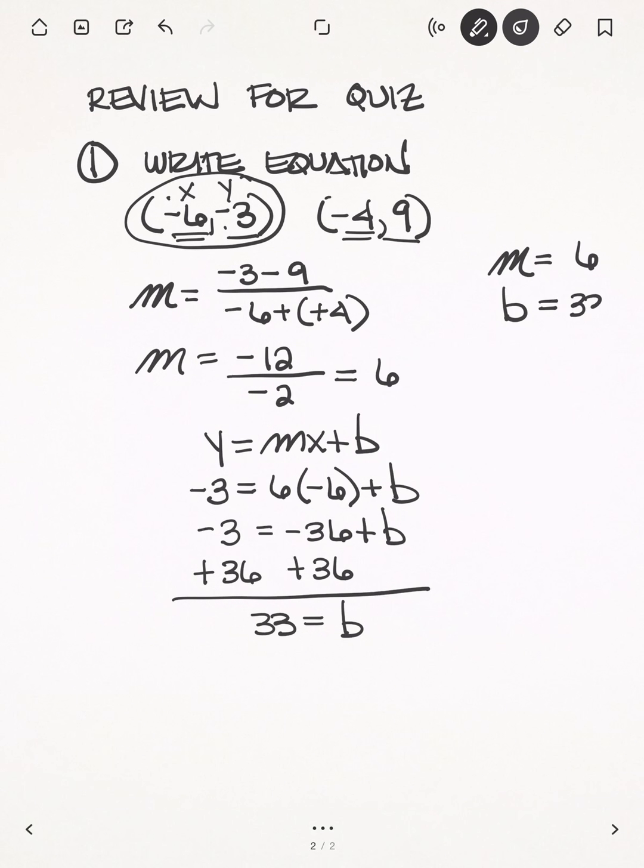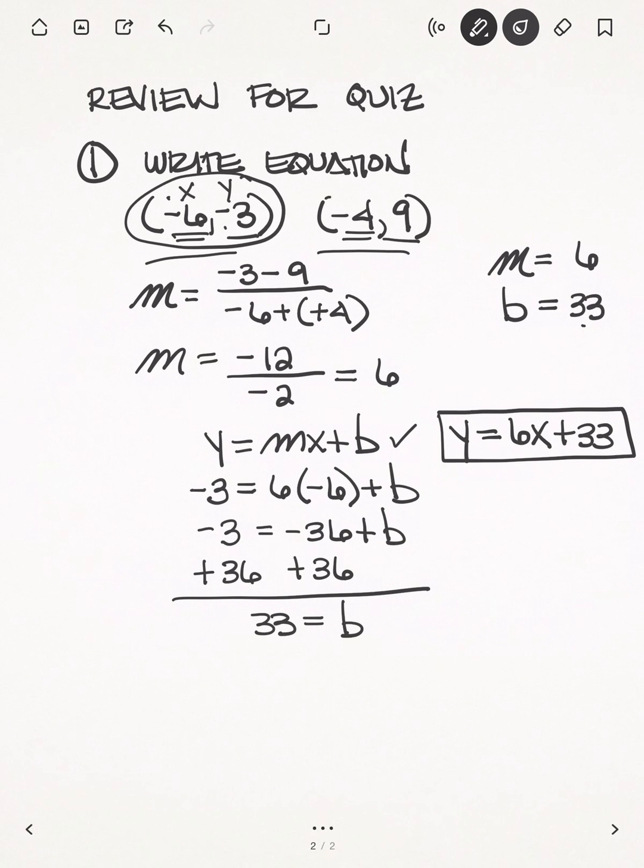So b equals 33. I found my slope m and my y-intercept b, and now I can write the equation. I'm going to use this rule again, and I'm going to substitute in m and b. Y equals m, which is 6, times x plus b, and my b is 33. So there is the equation of a line that goes through these 2 points. So make sure that you could find the slope given 2 points, find b, and then write your equation once you find m and b.